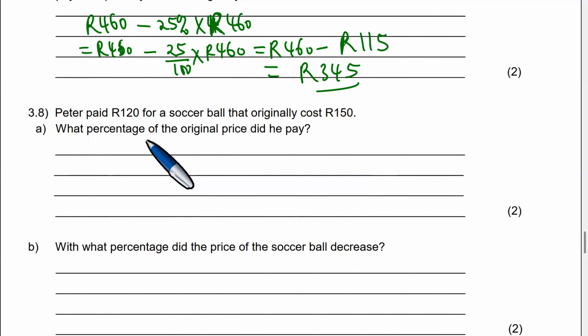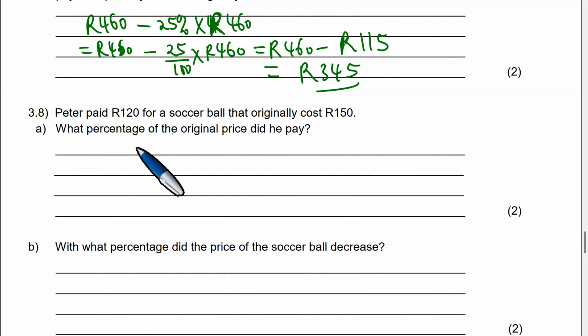How did you get it, Lindsay? What I did is I divided what Peter paid for the ball by 150 and multiplied it by 100, which gives us the percent. Then did you have to subtract it minus 100?